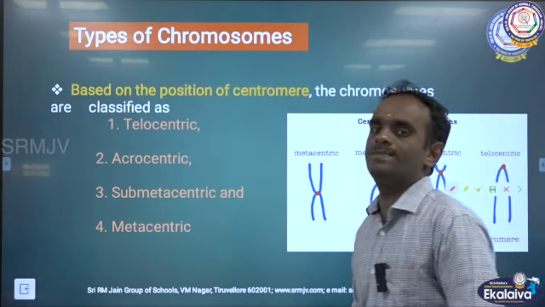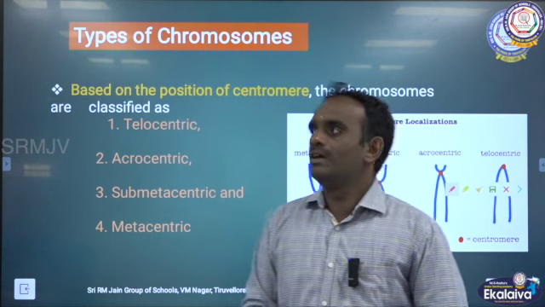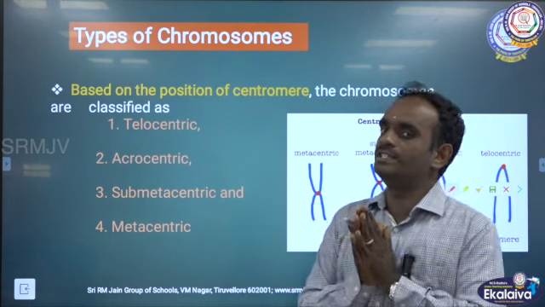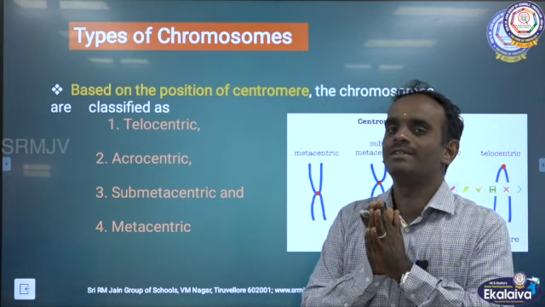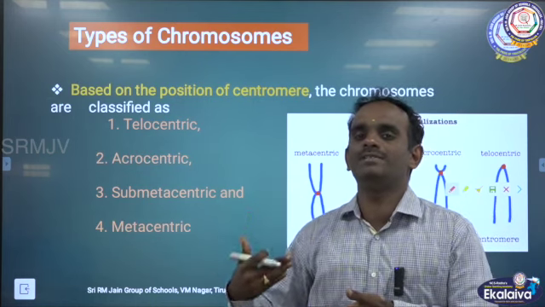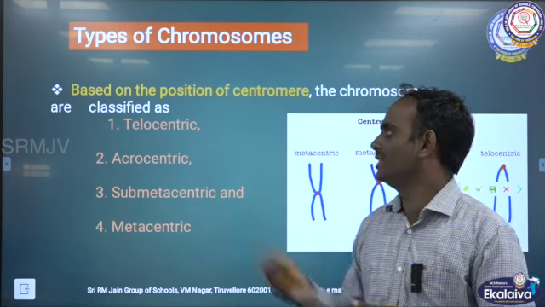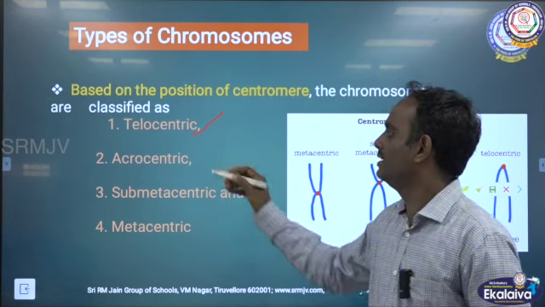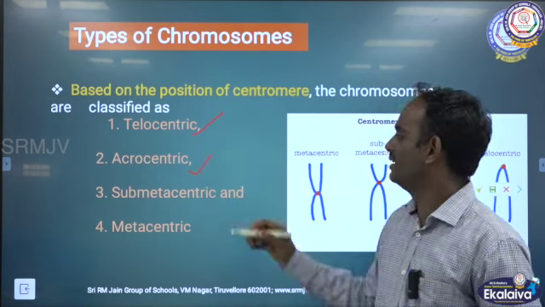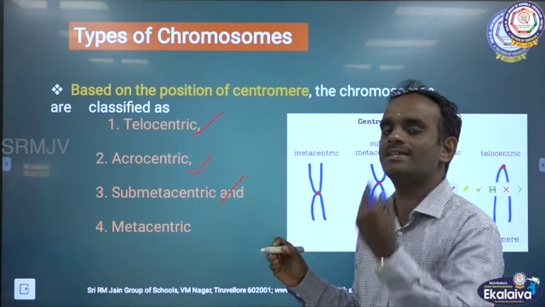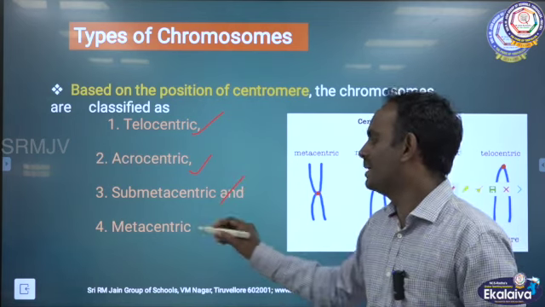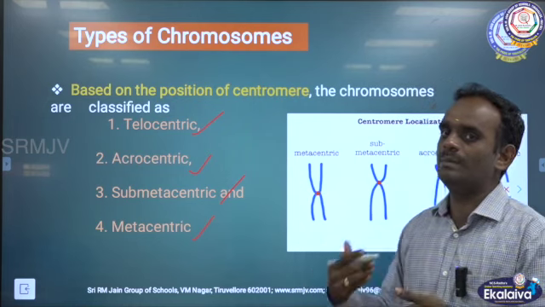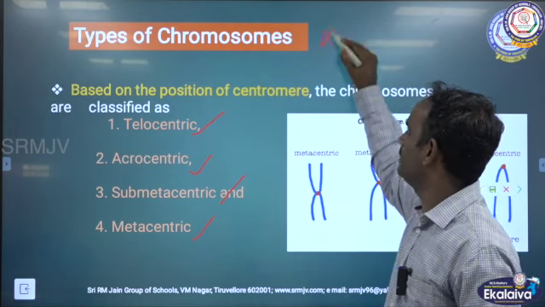Then we move on to types of chromosomes. On the basis of the position of centromere, chromosomes are broadly classified into 4 types. The first one is telocentric, second one is acrocentric, third one is submetacentric, fourth one is metacentric. Once again I am repeating, it is a very important question.